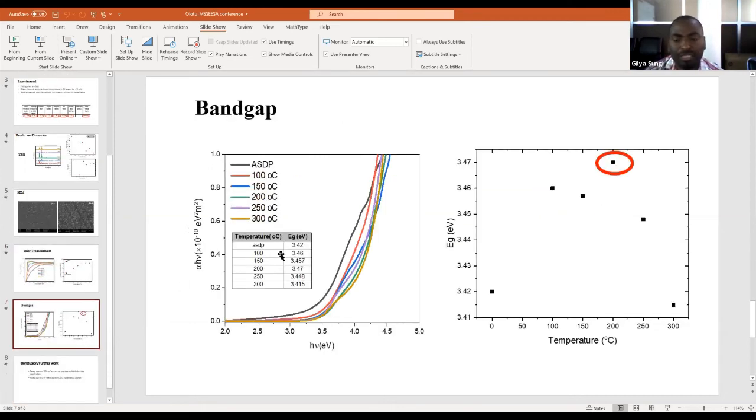Then we also computed the band gap of this zinc oxide, and we saw that at 200 centigrade annealing temperature, we get at least closer to the reported band gap of zinc oxide, which is 3.5. So we consider 200 centigrade to be a good temperature for this zinc oxide.